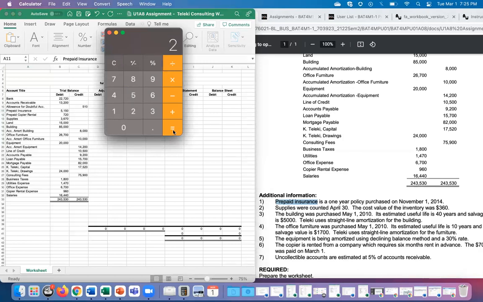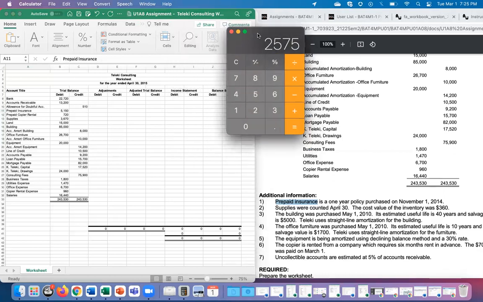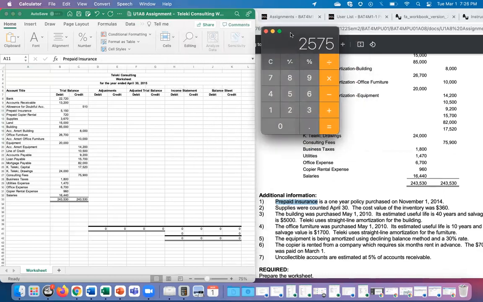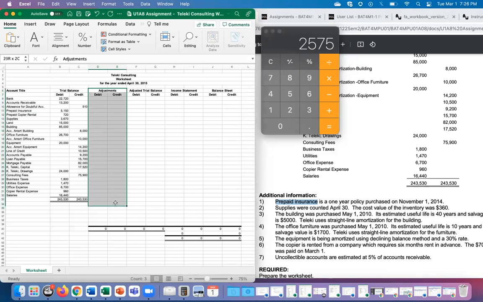5,150 divided by 2 equals 2,575. Okay, so that's the amount of prepaid insurance that's already been used up over the past 6 months since we bought the policy. And remember that it's good for a year. So where are we going to put that? We're going to put it in the adjustments column. Then we have to figure out, is that a debit or a credit? Prepaid insurance is an asset, and we are taking out $2,575 because that amount has been used.